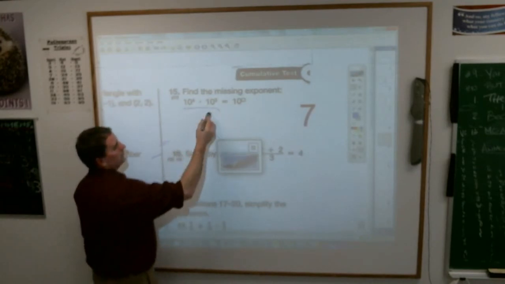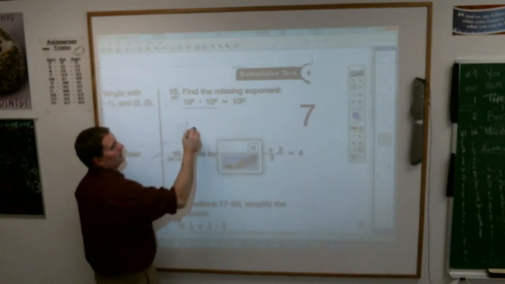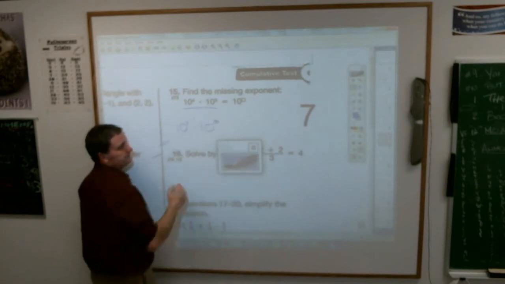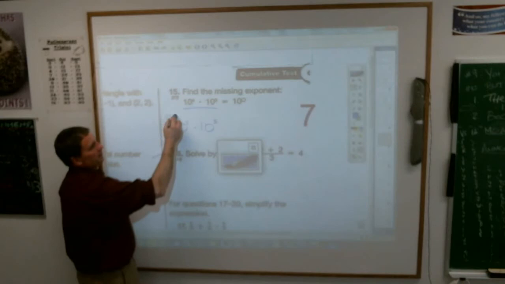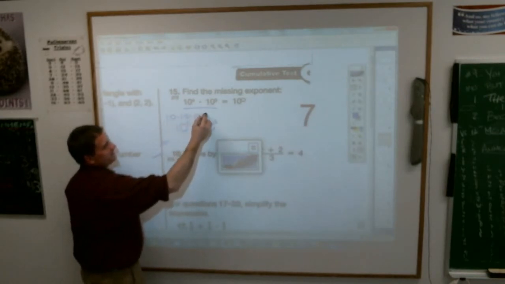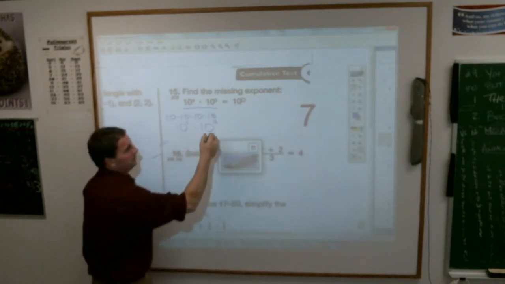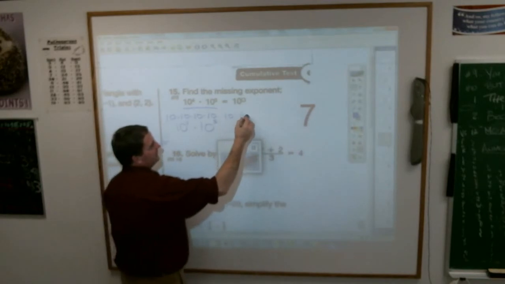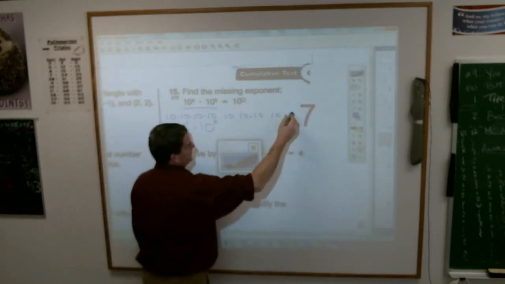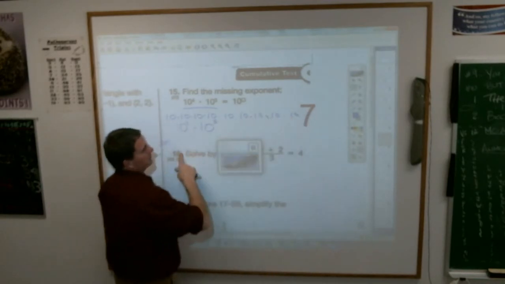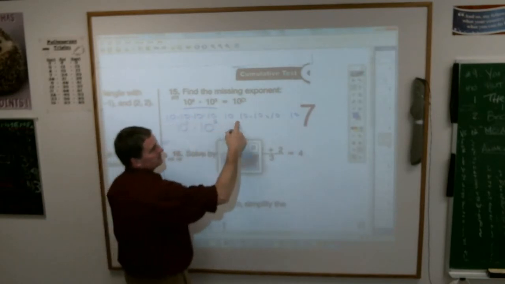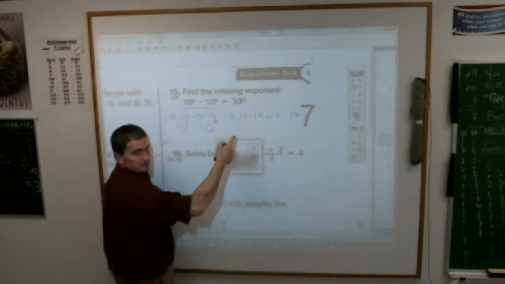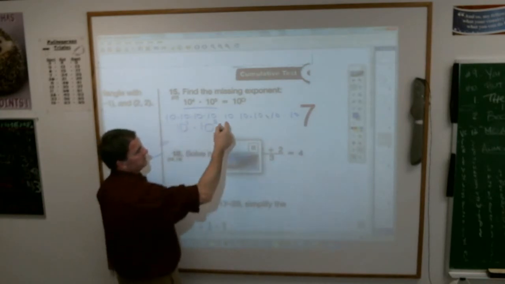Anybody? Logan, if you have 10 to the 4th times 10 to the 5th power. Again, if you struggle with this, what does 10 to the 4th mean? You have 4 tens multiplied together. What does 10 to the 5th mean? You have 5 tens multiplied together. So how many total tens are multiplied together? 4 and 5.